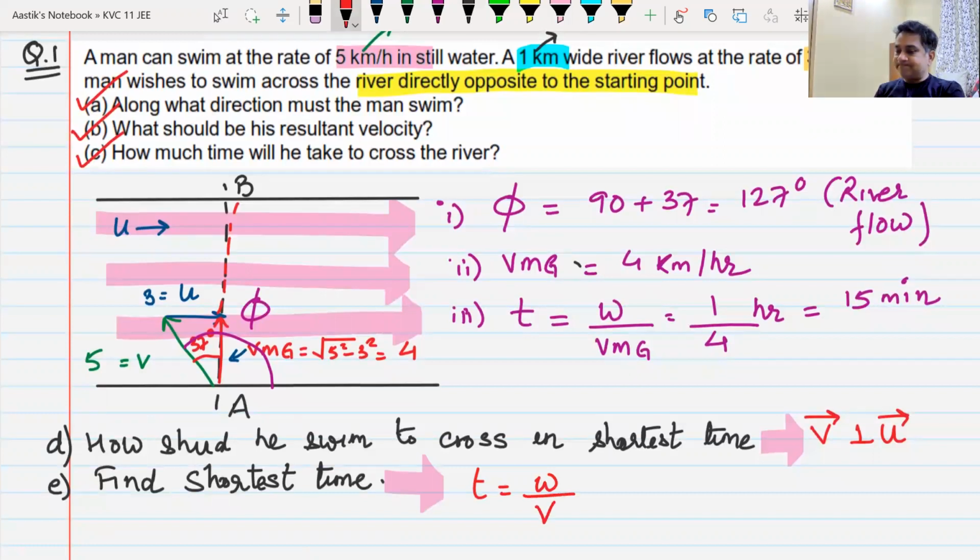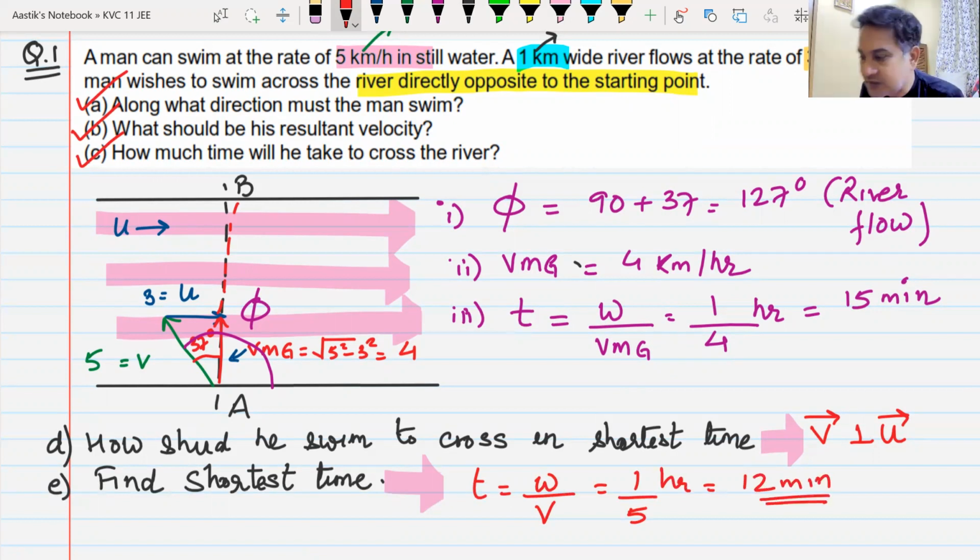Yes or no? W is still 1. V now becomes 5. 1 by 5 hour means 12 minutes. So you can see he is crossing the river faster. In fact, this is the fastest time that he can clock to cross the river. Do we understand this?